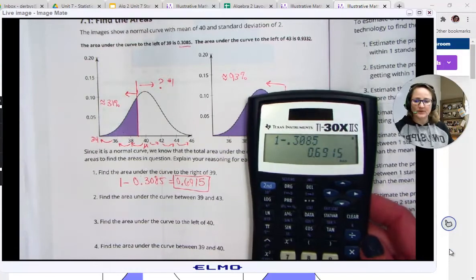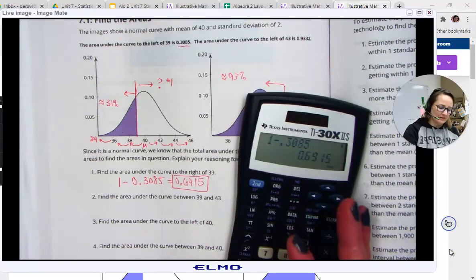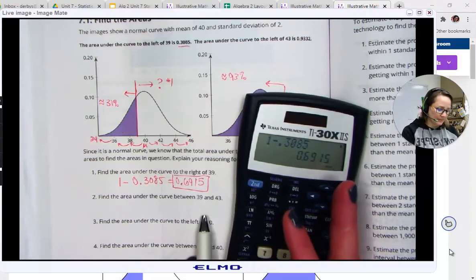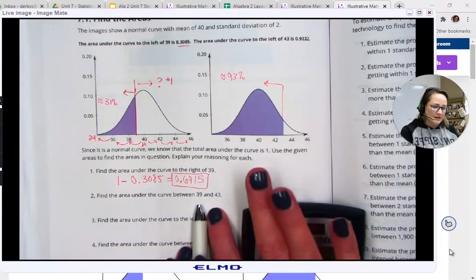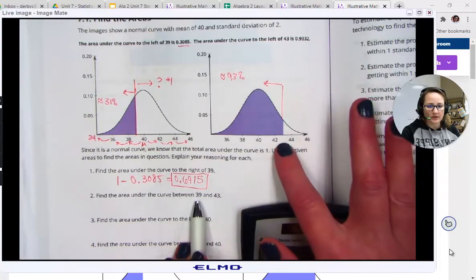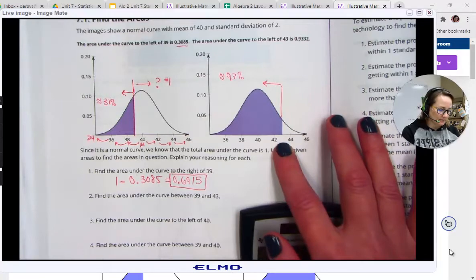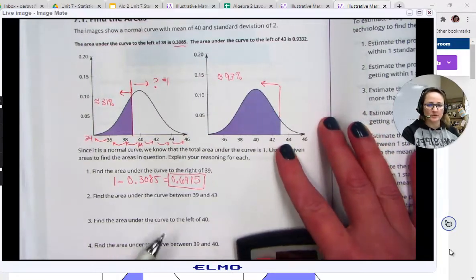Okay, so the area under the curve to the right of 39 would be everything else that's left over. How about the area under the curve between 39 and 43? Now this is going to be kind of interesting. We're going to actually need to use some of these two ideas.